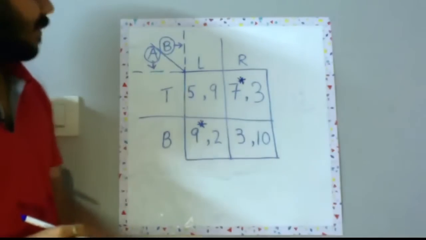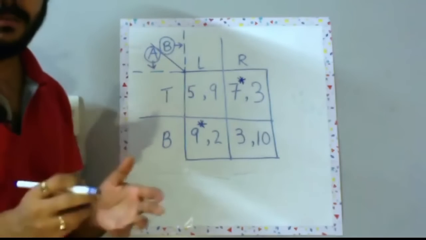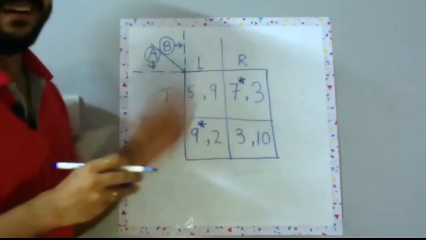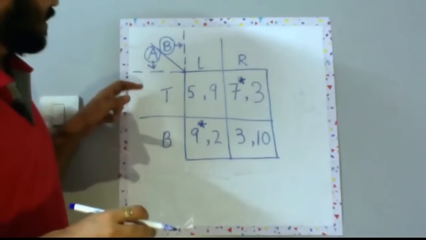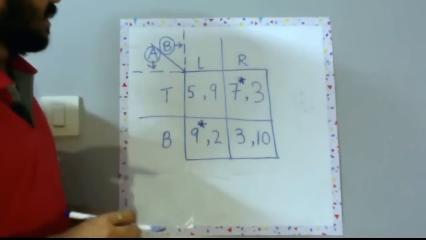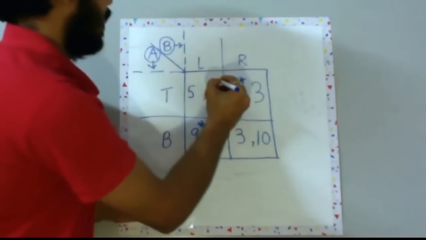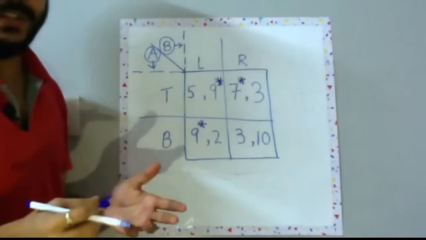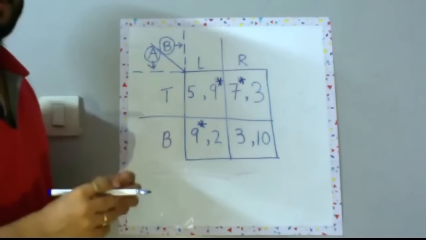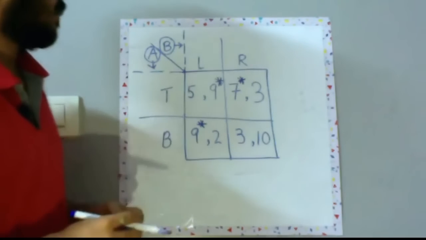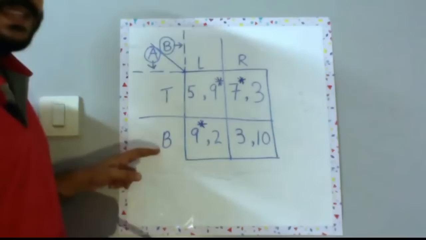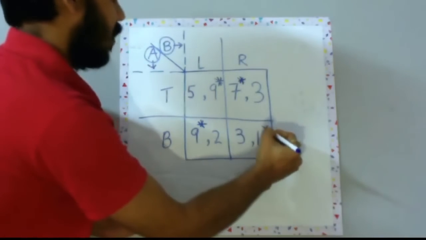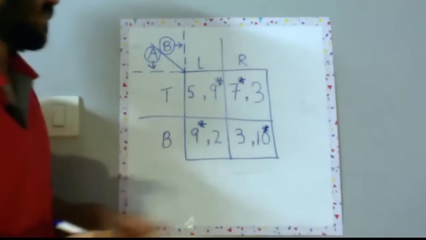What about player B or the column player? When the column player has to choose between left and right, or L and R, if the row player is choosing top, he will definitely take left because 9 is greater than 3. And similarly, if he has to choose between L and R when the row player is taking bottom, he will take 10 or R because 10 is greater than 2.